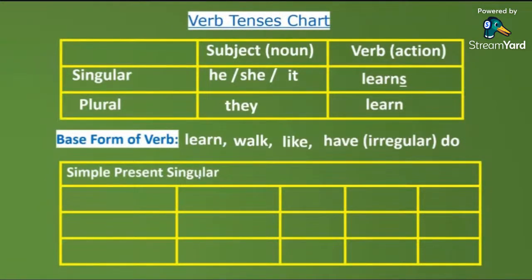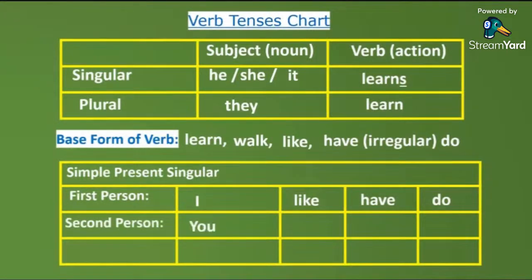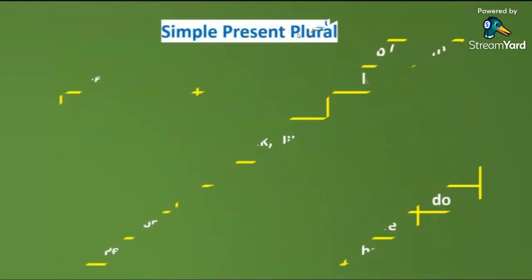Simple present singular. First person, we have I like, I have, I do. Second person, we have you like, you have, you do. Third person singular, he, she, it. He likes, he has, he does. She likes, she has, she does. It likes, it has, it does. Alright?